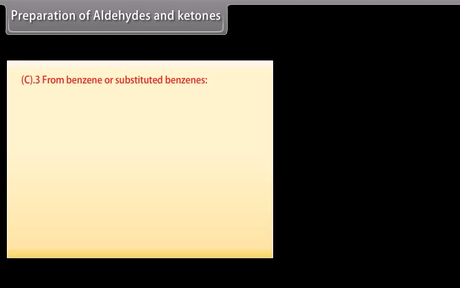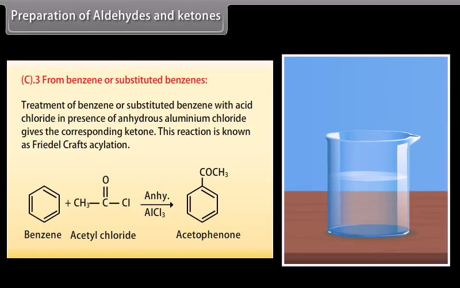From benzene or substituted benzenes. Treatment of benzene or substituted benzene with acid chloride in presence of anhydrous aluminium chloride gives the corresponding ketone. This reaction is known as Friedel-Crafts acylation.